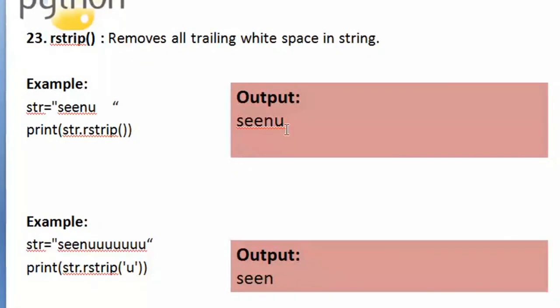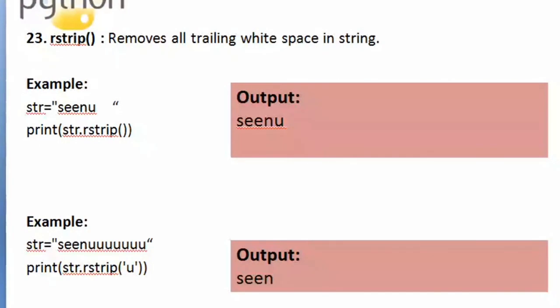Now, the other variation is that I'm passing a character. I'm passing U over here, which means all the ending, trailing U's will be removed. Trailing means the ending. All the ending U's will be removed, so it will say SEEN. Are these examples clear? Yes, ma'am.